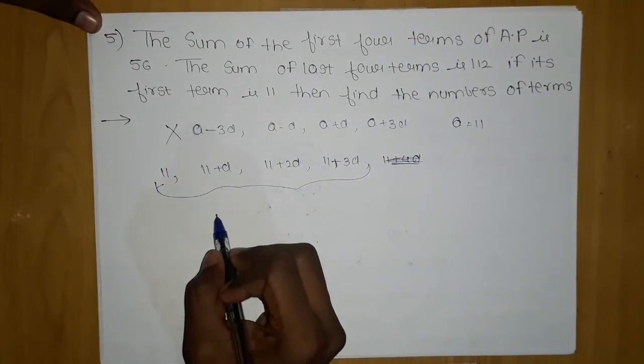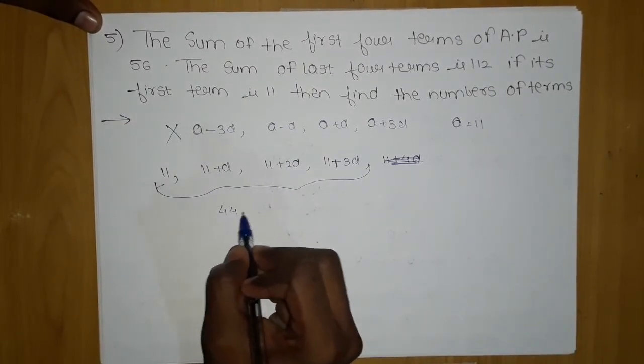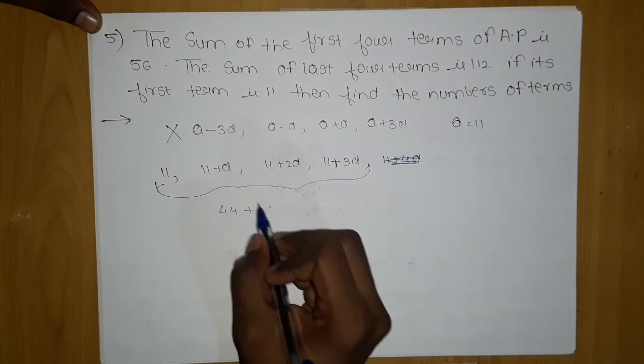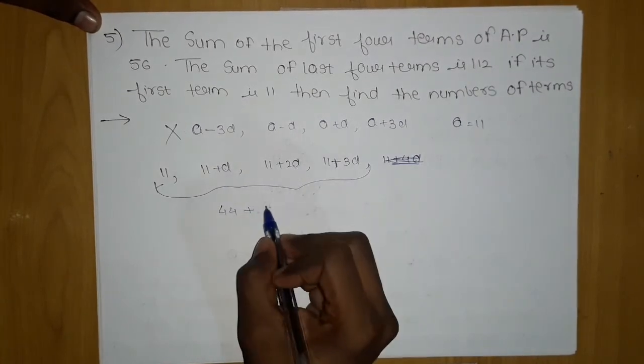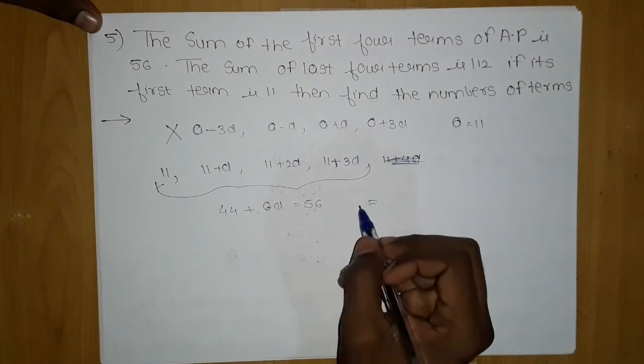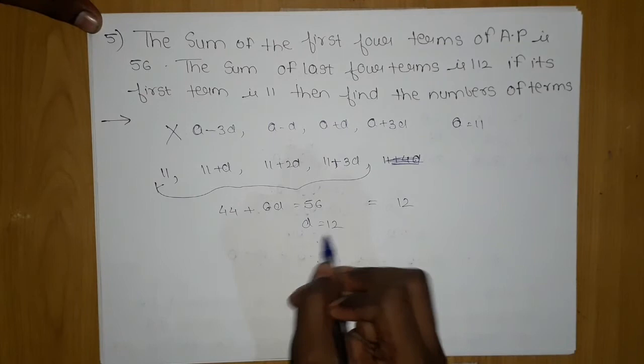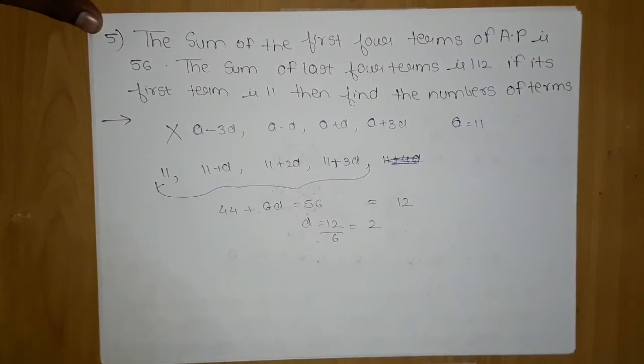So now I have my 4 terms. When I add them, what do I get? 44 plus 6d should be equal to what? 56, which will give me 6d equals 12. d is equal to 12 by 6, which is nothing but 2. So I got the d.